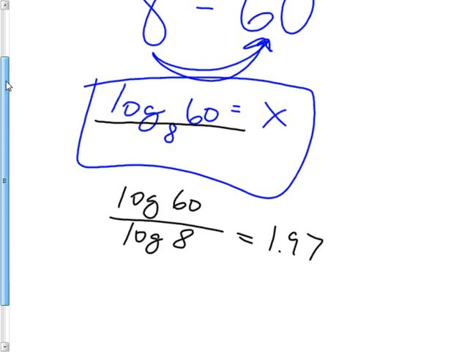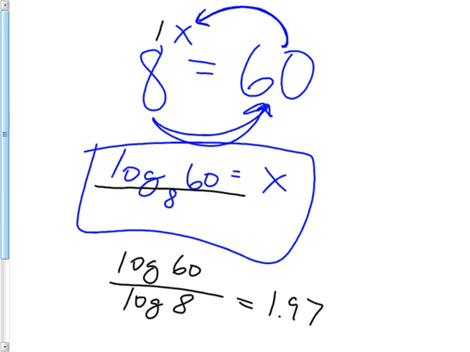So that means 8 to the 1.97 power gives you 60. Does that make sense? Because 8 squared would be 64, so 8 to something a little less than squared would make a little less than 64, like 60. Okay. How about we check it?